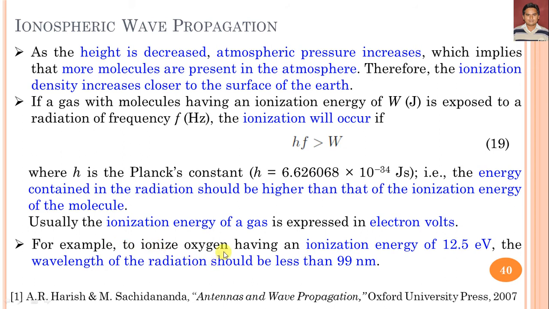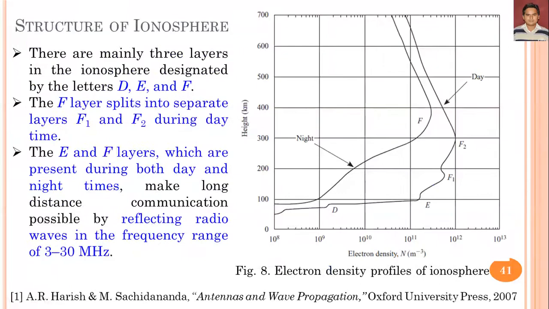For example, for ionization with an ionizing energy of 12.5 electron volts, the wavelength of the radiation should be less than 99 nanometers. So in an ionospheric layer, if the wavelength of radiation is less than 99 nanometers, ionization will occur. At higher values of wavelength, ionization will not occur.